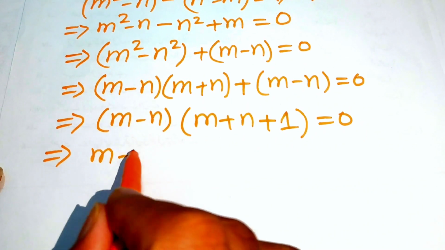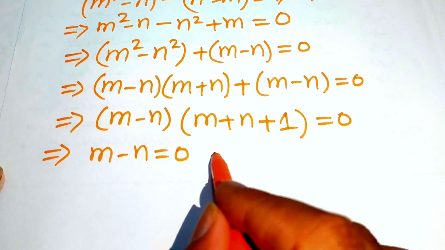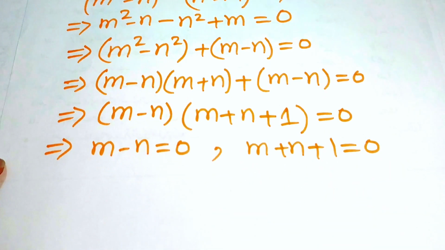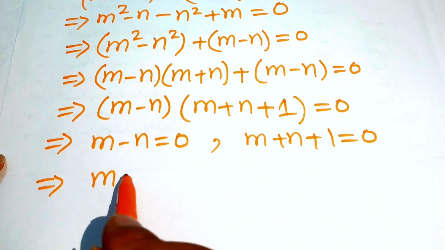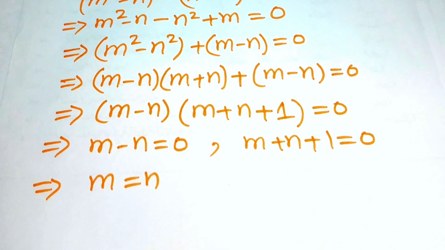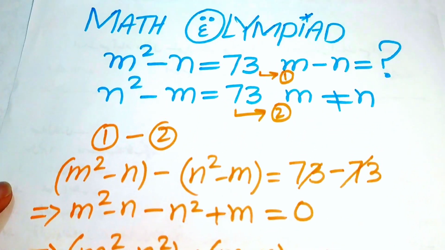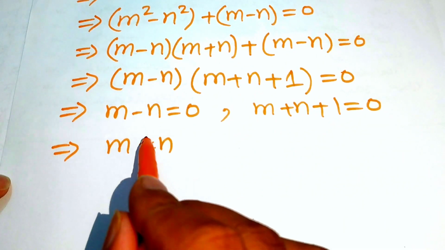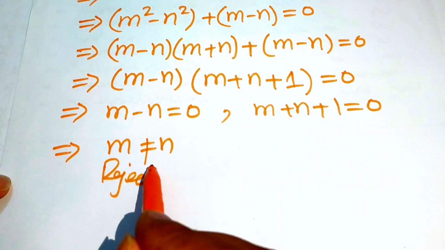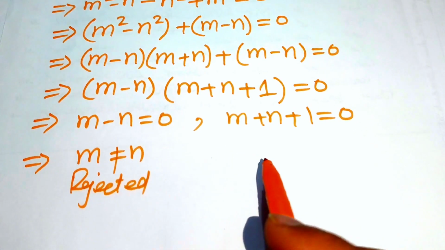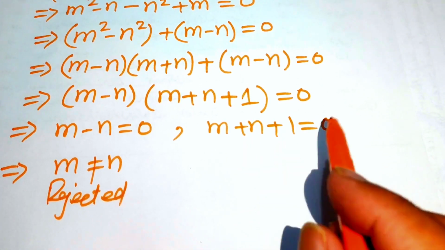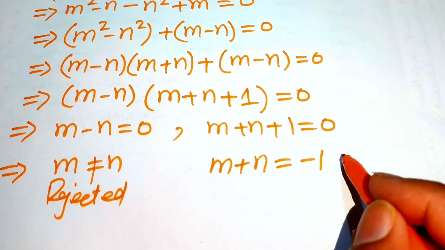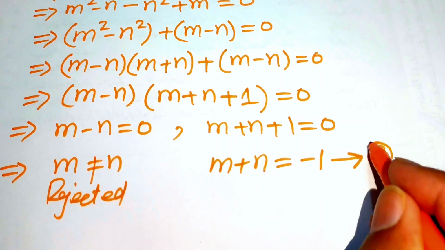So here we have two cases. The first case is m minus n equals 0, and the second case is m plus n plus 1 equals 0. In the first case we get m equals n, but at the start of the problem we have a restriction that m is not equal to n, so it is not possible. We reject this case and proceed with the other case only. We move this plus 1 to the right hand side, and we get m plus n equals minus 1, and we call this equation number 3.